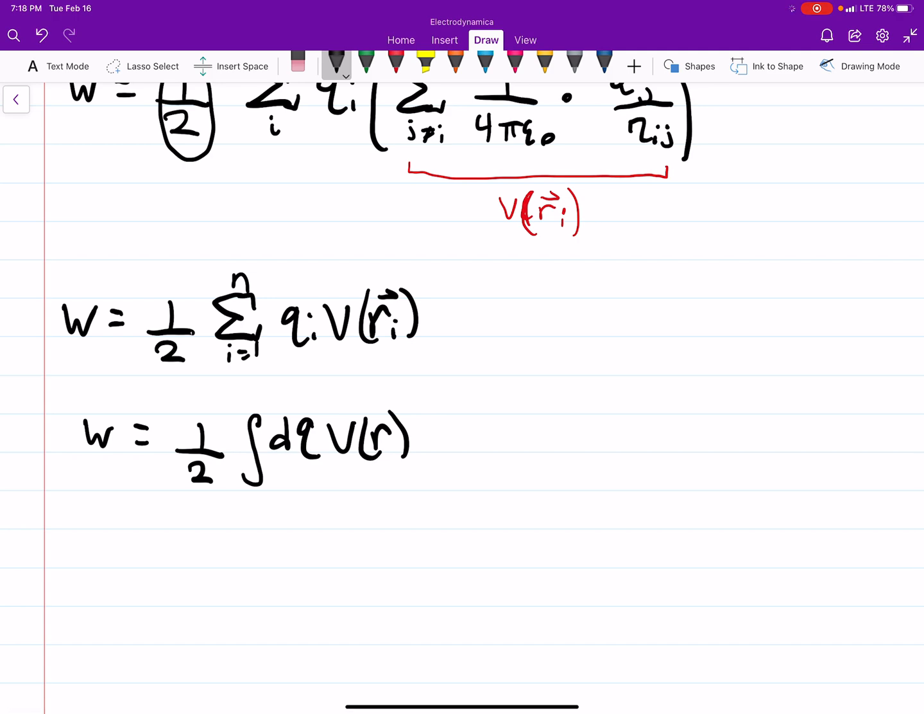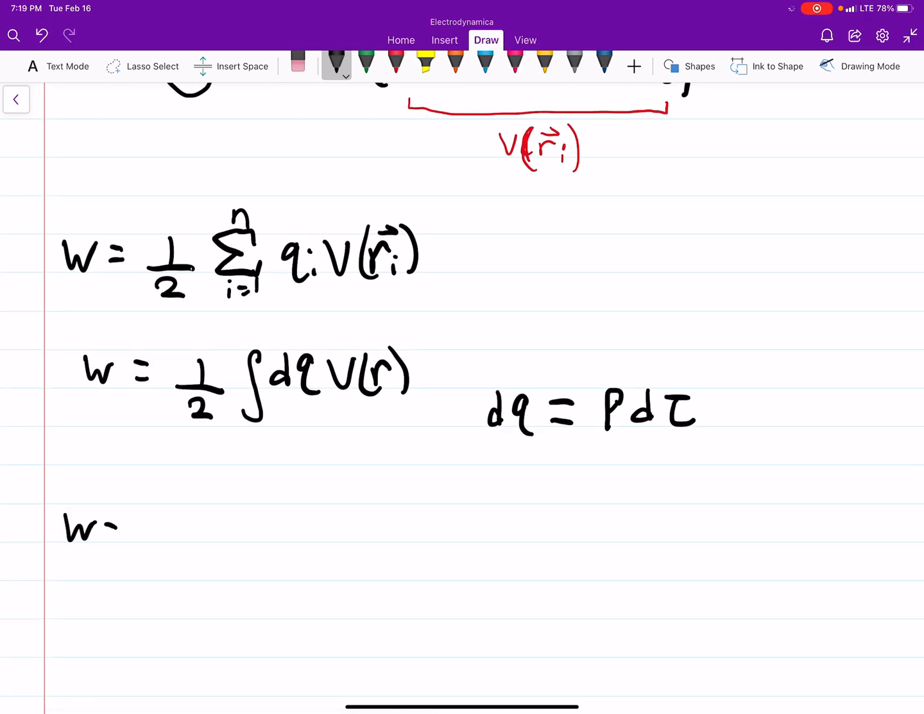Hopefully that's okay with everybody. And dq we can simply rewrite, because dq is your charge density times, we'll just say d tau, or volume. So then we get the equation we get in the book, which is 1/2 integral of rho times our potential times d tau. Okay. So again, if you really wanted to, you could just go in the book and get your equation. But at least for me, it helped to actually see a little bit where all this stuff is coming from.